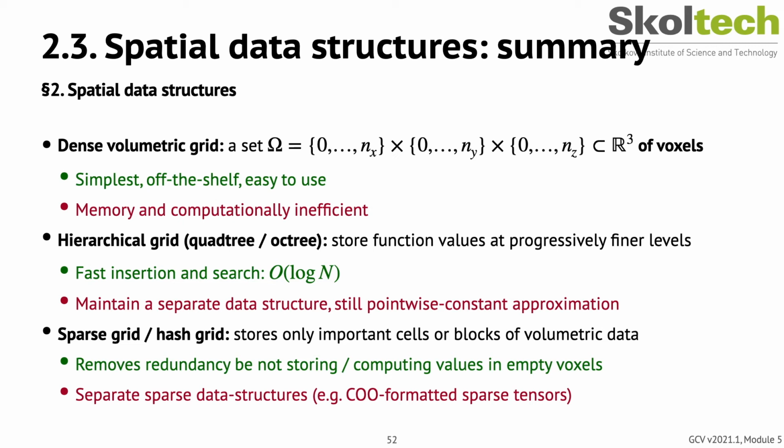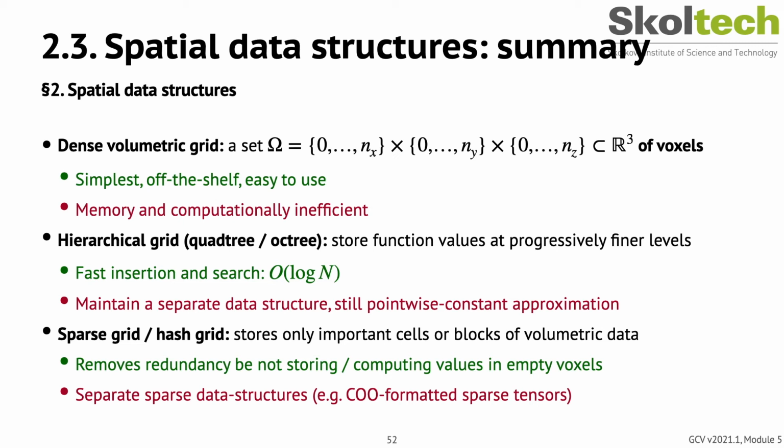To wrap up the spatial data structures, we have seen a number of various data structures. The simplest one is the off-the-shelf dense volumetric grid, which is just a 3D tensor consisting of voxels. It's easy to use, however, it is very memory and computationally inefficient. In fact, in many applications, it's basically prohibitively inefficient. You cannot use it at high resolutions.